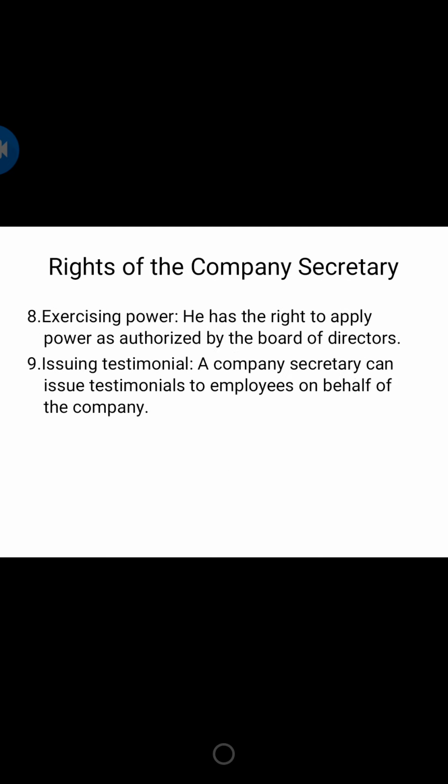The next is exercising power. Exercising power means he is going to apply his power. So he has a right to apply the power as authorized by the board of directors. So whatever powers are given to the secretary by the board of directors, only such power can be performed by the secretary. So issuing testimonial. Testimonial means here a formal statement, we can say, which is true or which is legal. Okay, so a company secretary issues this testimonial to the employees on behalf of company.